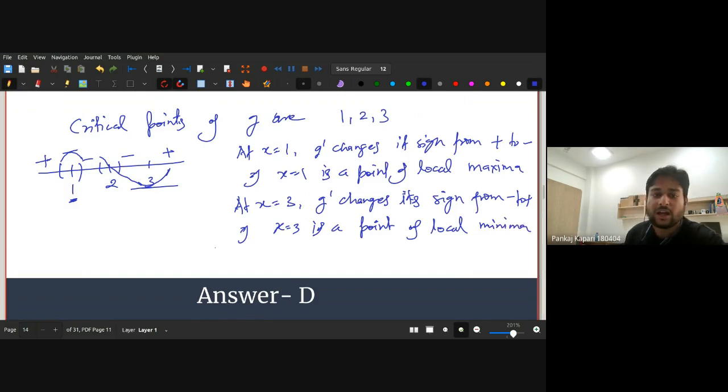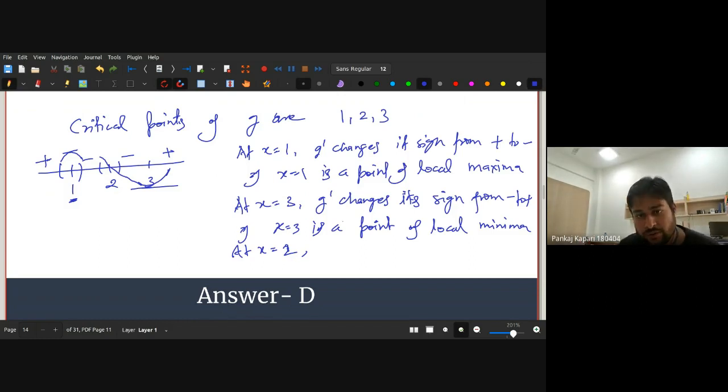We have one more point, at x equal to 2. At this point the function is not defined, but locally near 2 the function is defined, and its derivative is also defined. So let's say not at x equal to 2, but near x equal to 2, the derivative g prime does not change its sign.